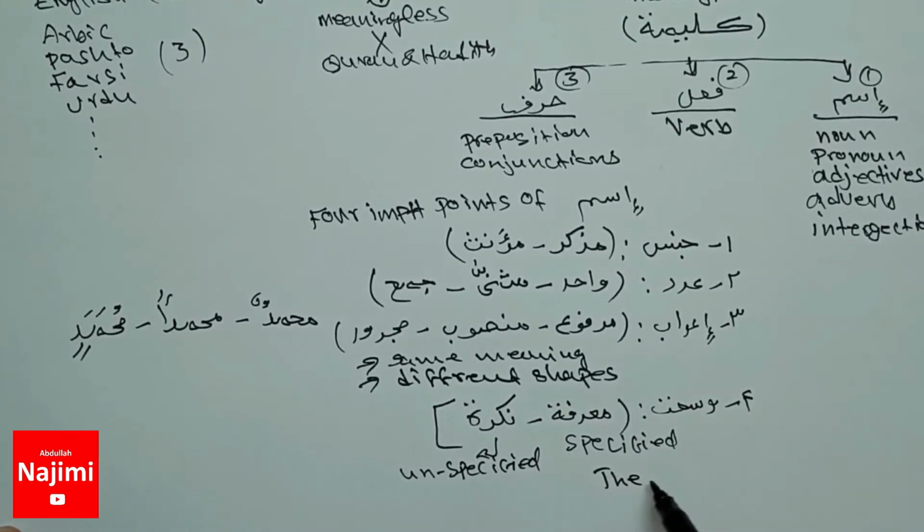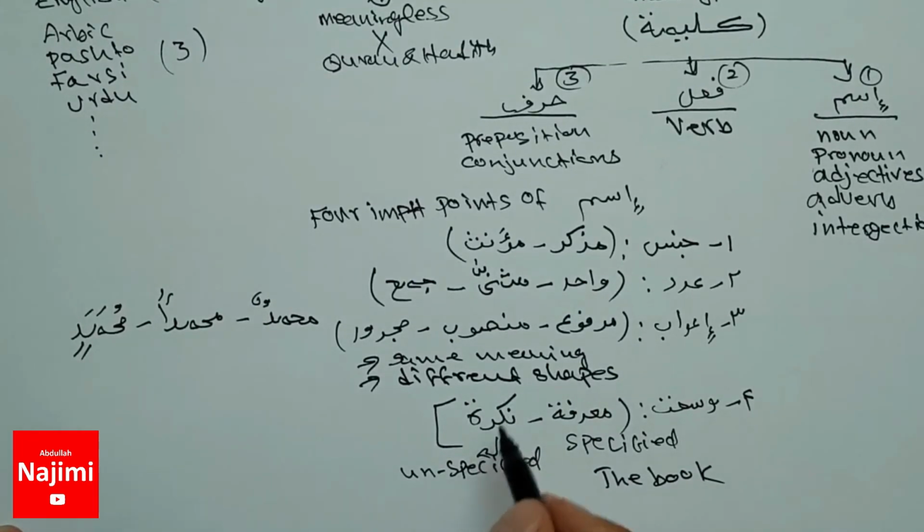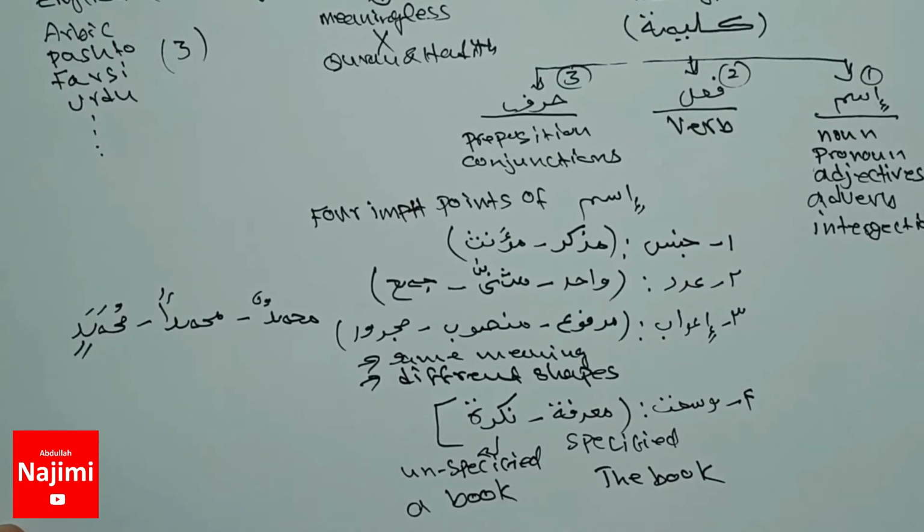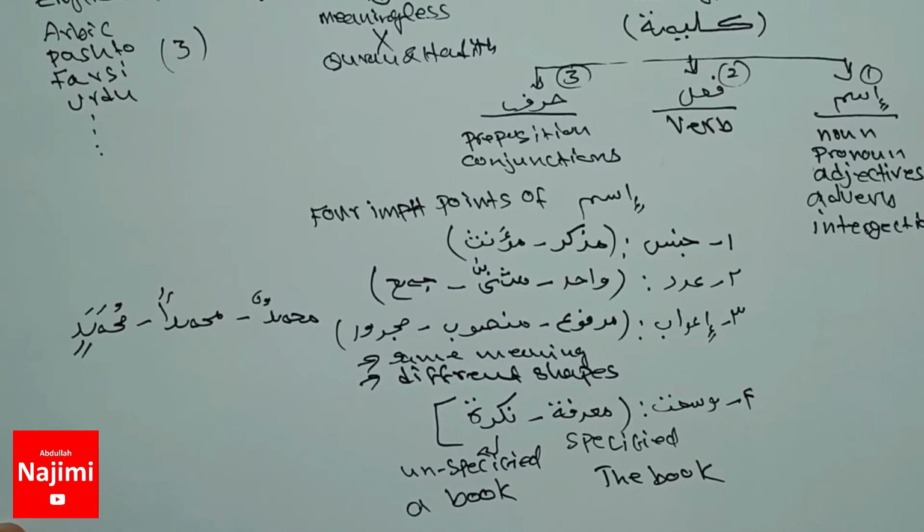For example, in English, I can give you an example. The book means a specific book, but in nakira I would say a book. The book is not specified. It could be a book of history, science, whatever it is. So I hope you have understood.